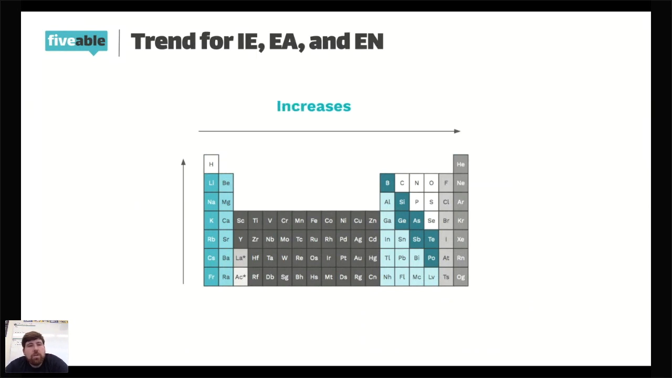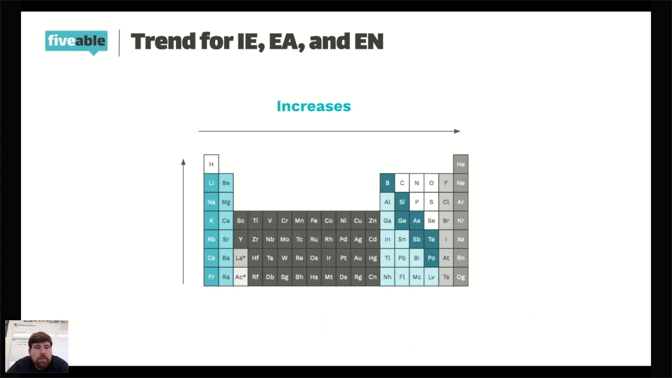The trend for ionization energy, electron affinity, and electronegativity is the opposite. It is increasing as you move up and to the right. And hands down, there are two reasons for this. You need to identify, first, whether the atoms that you're comparing are in the same group, which is up and down, or in the same period, which is left and right.